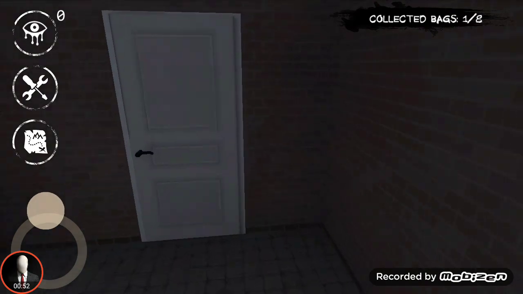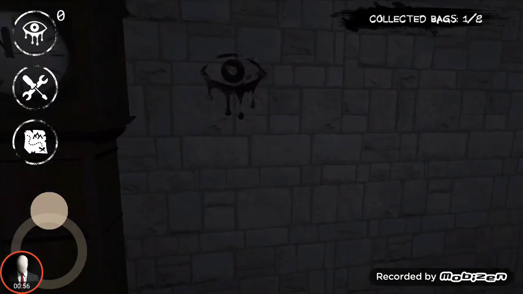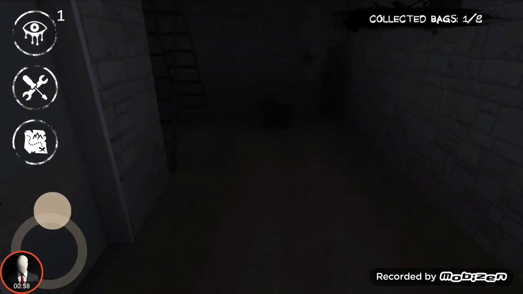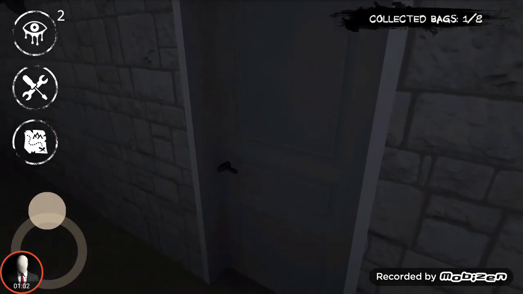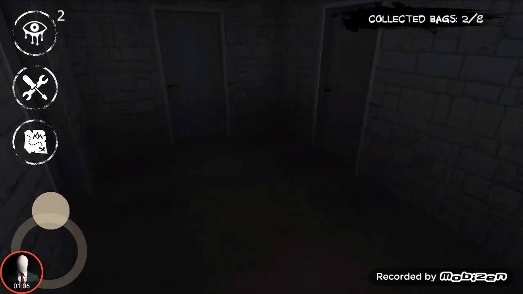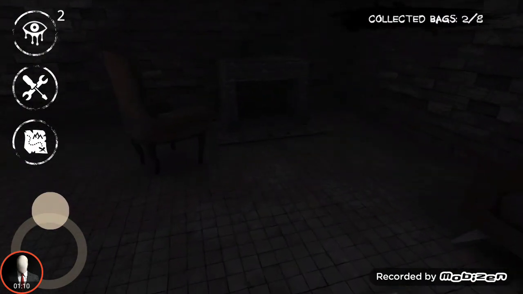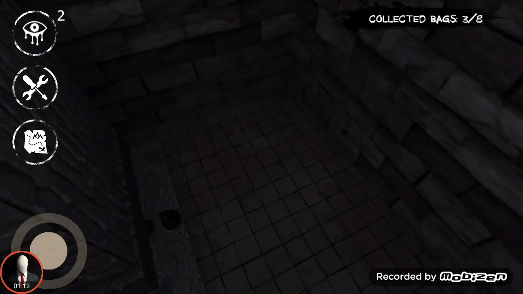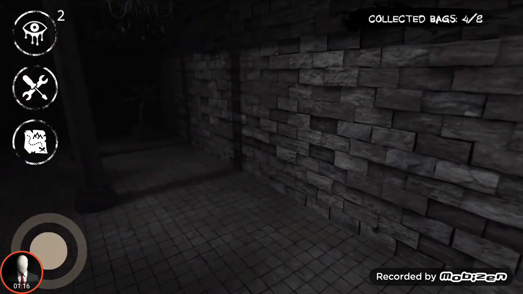So on newbie mode, as you can see, she is slower than I thought compared to easy mode. I couldn't believe how slow she was. Well, you know what? Let's start this anyway. Newbie mode.